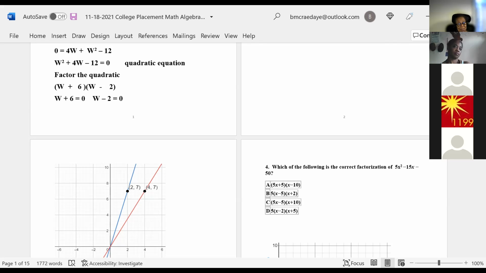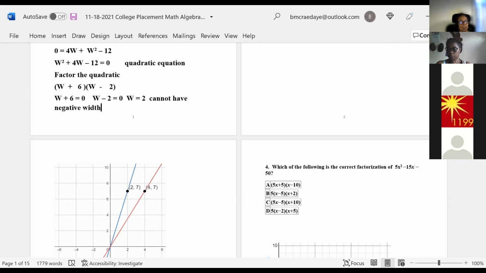If W plus 6 is 0, then W is minus 6. Width cannot be negative. So width must be what? W minus 2 is 0, so W is 2. So the width can only be 2, because you cannot have a negative width.